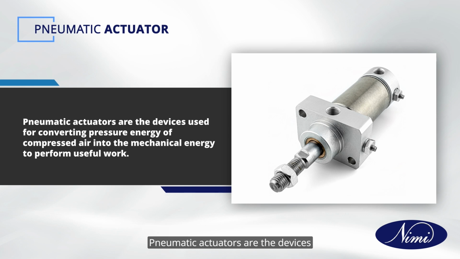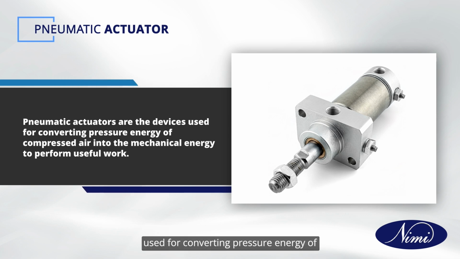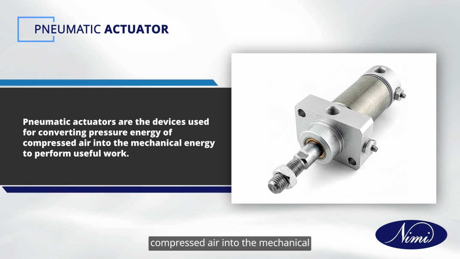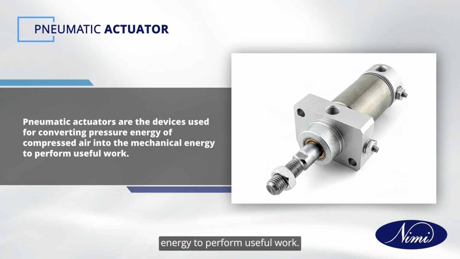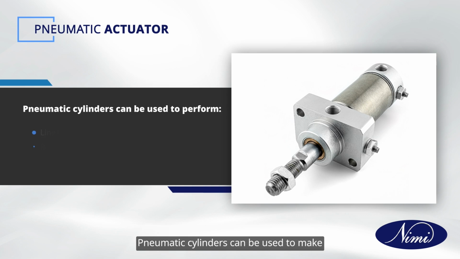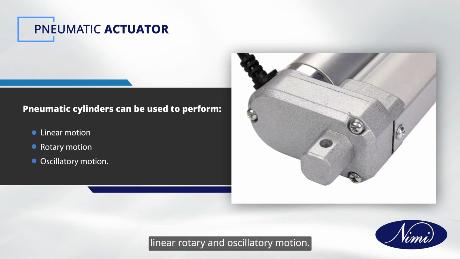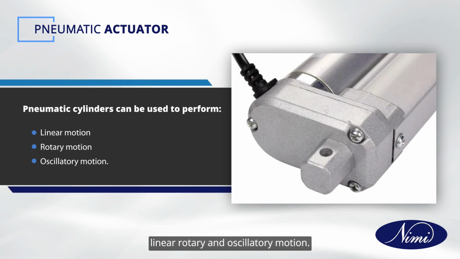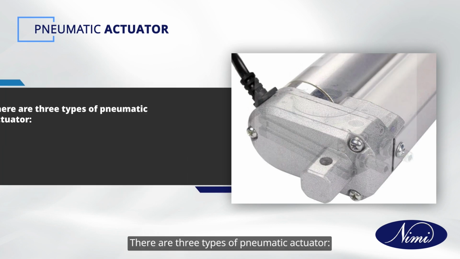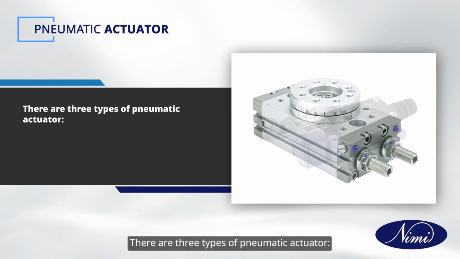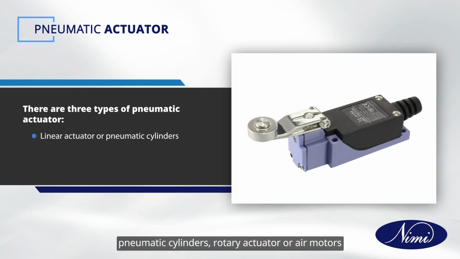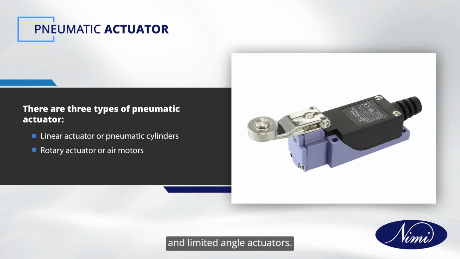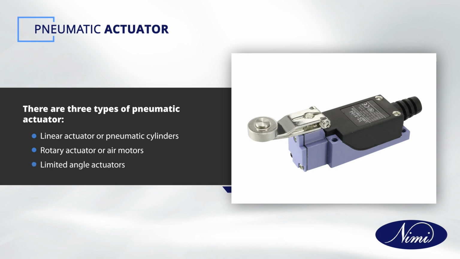Pneumatic actuators are the devices used for converting pressure energy of compressed air into mechanical energy to perform useful work. Pneumatic cylinders can be used to make linear, rotary, and oscillatory motion. There are three types of pneumatic actuator. They are linear actuator or pneumatic cylinders, rotary actuator or air motors, and limited angle actuators.